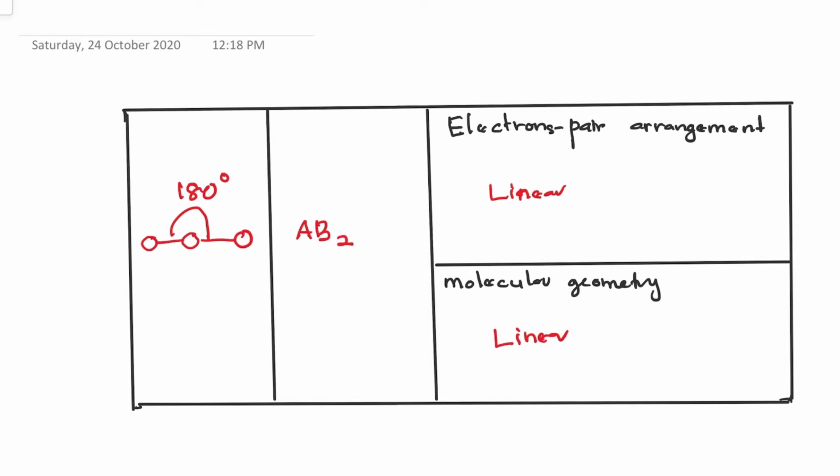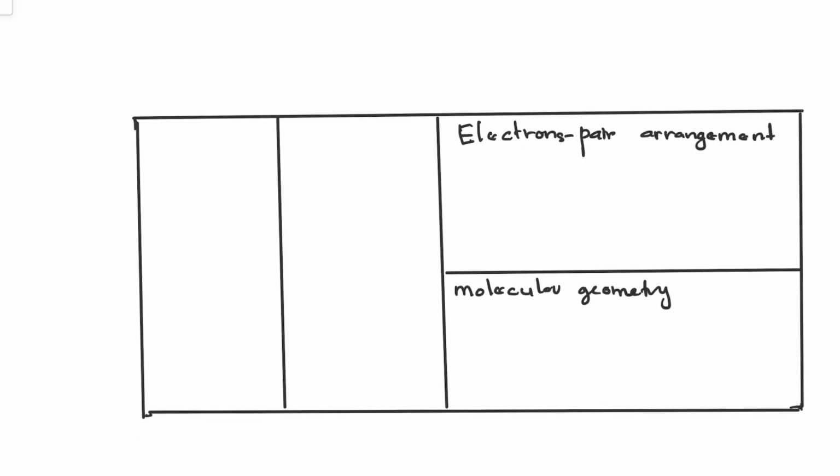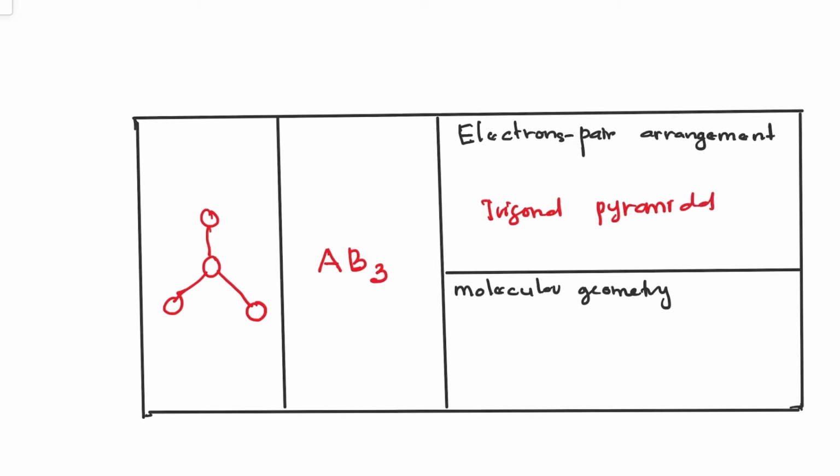Right, so the second one is when we have one central atom bonded to 3 atoms. This is the shape. And the molecular geometry, the general formula is AB3. Based on this, the electron pair arrangement is trigonal planar, with the bond angle 360 divided by 3, which is 120 degrees. Since the repulsions are equal, the molecular geometry is also trigonal planar.